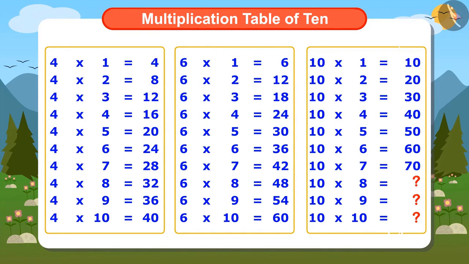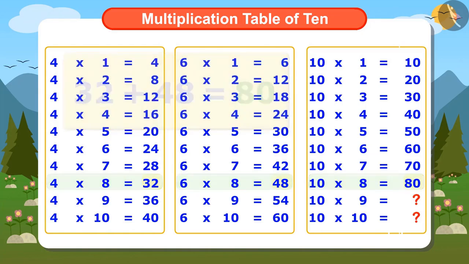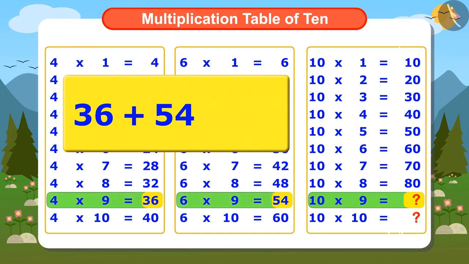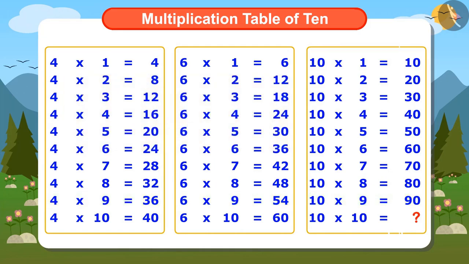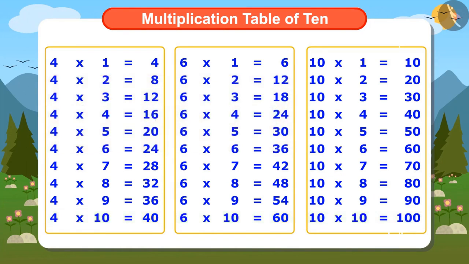Yes, to find the eighth number of the multiplication table of 10, we will add 32 and 48. The answer is 80. To find the ninth number of the multiplication table of 10, we will add 36 and 54. The answer is 90. And to find the 10th number of the multiplication table of 10, we will add 40 and 60. The answer is 100.